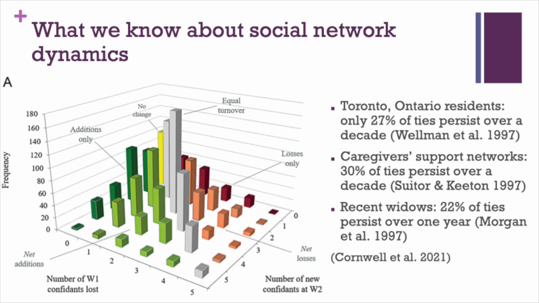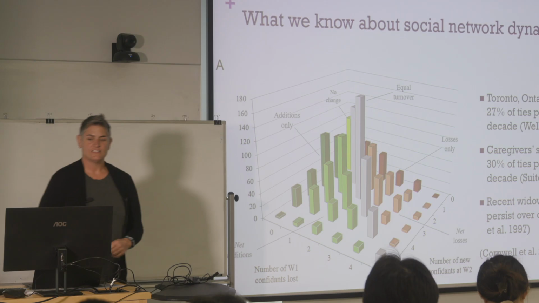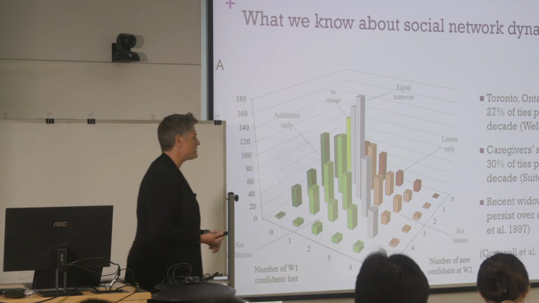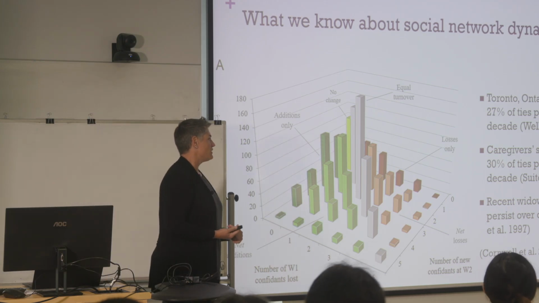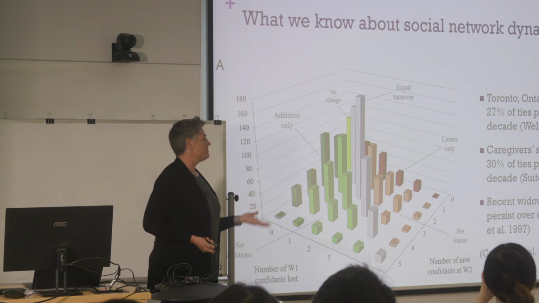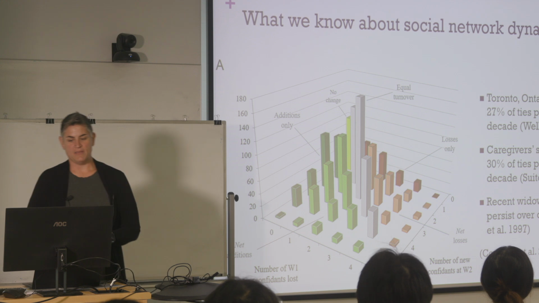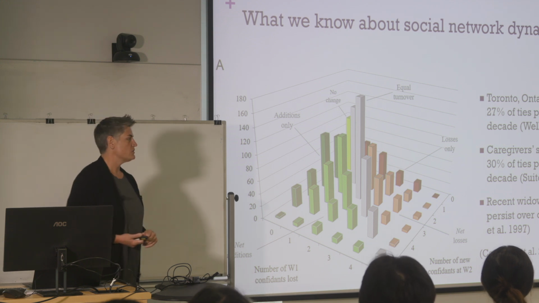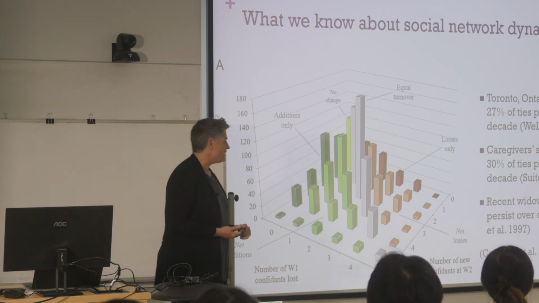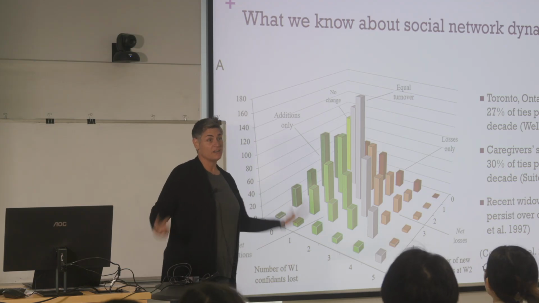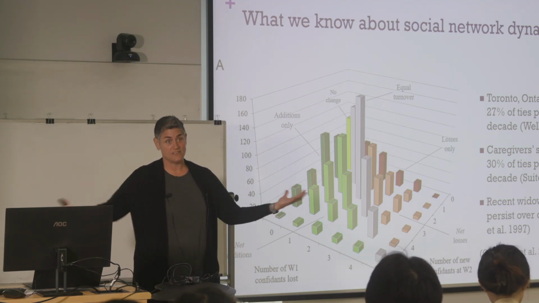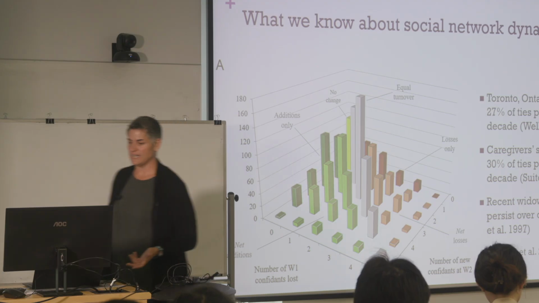When we're studying networks, in terms of how many ties persist, there's a lot of research on this. Barry Wellman, with the East York study, found that only 27% of ties persisted over a decade. Suter and Keaton did a study of caregiver support networks, and 30% of ties persisted over a decade. And then David Morgan did research on recent widows. Only 22% of ties persisted over one year. Again, that's a tumultuous period in your life, so we might expect that there are external forces that affect the amount of dynamics.